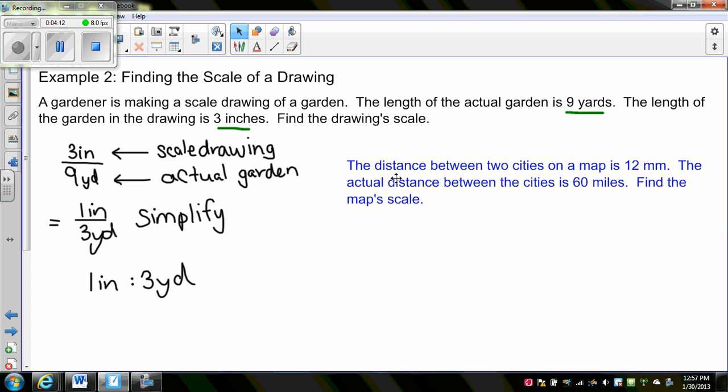So I want you to go ahead and try one on your own. So if the distance between two cities on a map is 12 millimeters, and the actual distance is 60 miles, what is the scale of this map? So it's 12 millimeters on the map, actual is 60. Find that scale. So press pause now.